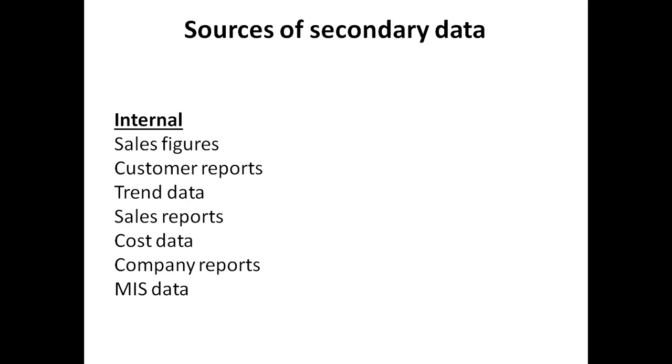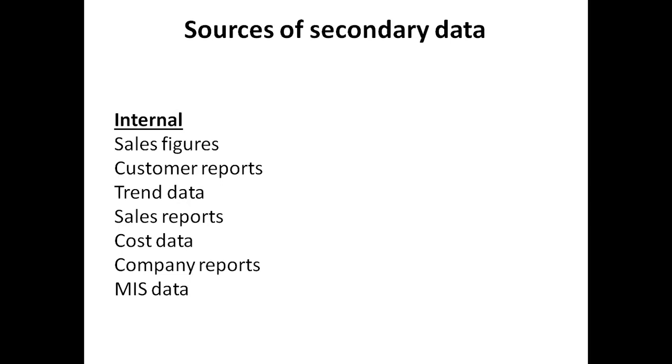Then MIS data. MIS data means Management Information System. Nowadays, due to technological advancements, multinational companies as well as large-scale industries maintain a management information system in their organization. This management information system includes decision support system, marketing information system, human resource information system, etc. So department-wise, you will get the information in MIS data. So these are the internal data sources of secondary data.